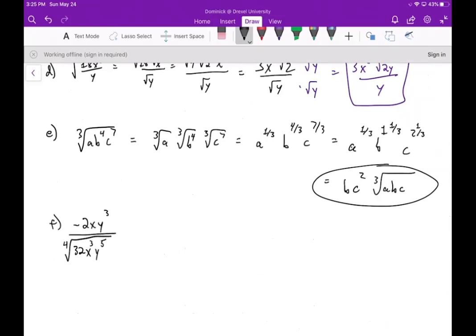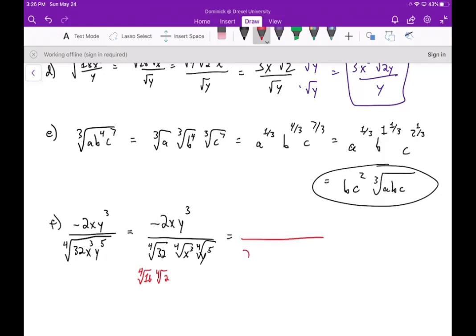Okay, now let's be careful in the bottom. Let's simplify the bottom as much as we can before we do anything as far as rationalizing goes. So we get a negative 2xy to the 3rd. Now, if I separate everything out in the bottom, I get a 4th root of 32, 4th root of x to the 3rd, and a 4th root of y to the 5th. Now for the 4th root of 32, I could write that as 4th root of 16 times 4th root of 2, right? So that's going to give me a 2, and then I'm going to get a 4th root of 2.